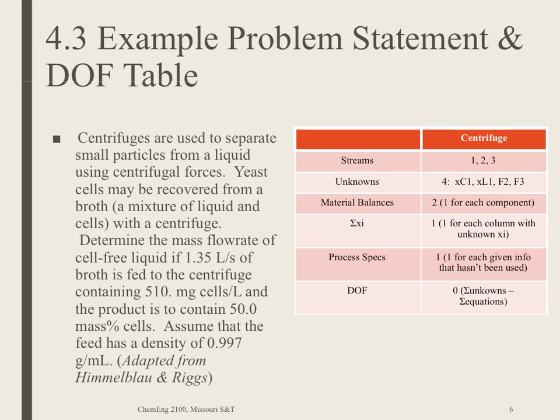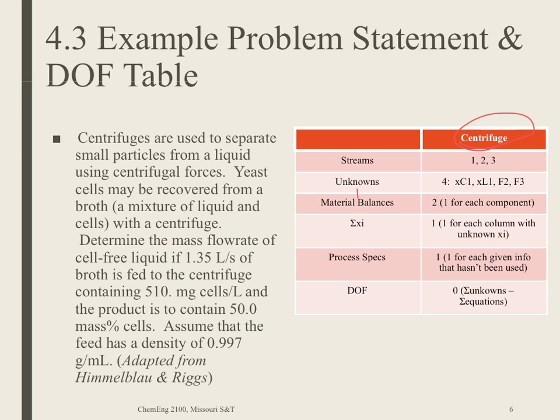The next thing that I want to do is look at the degree of freedom table. This will get a little bit more complicated once we add reactions to our system and once I have multiple processes. But I list my process at the top, and then my categories on the left-hand side will be listing the streams, listing the unknowns, looking for how many material balances I can have, how many sum of X equations, how many process specs I have, and then the degrees of freedom. So if you just write these down, let's now go through and think about what these mean.